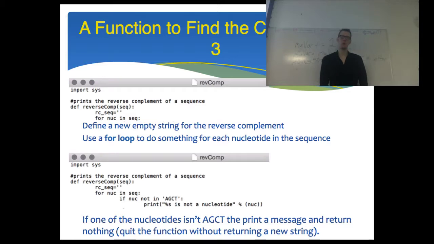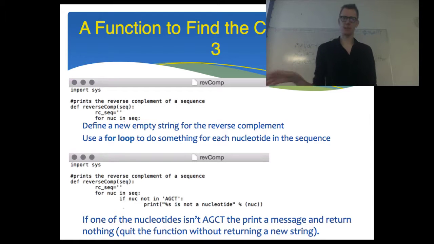So what does that mean? Nuke not in AGCT will be true if the nucleotide it's got is either an A, a G, a C, or a T. So nuke not in AGCT will only be true if we have a letter that isn't one of those four letters. So if the nuke is not in AGCT, I know I have a letter that's not one of those.